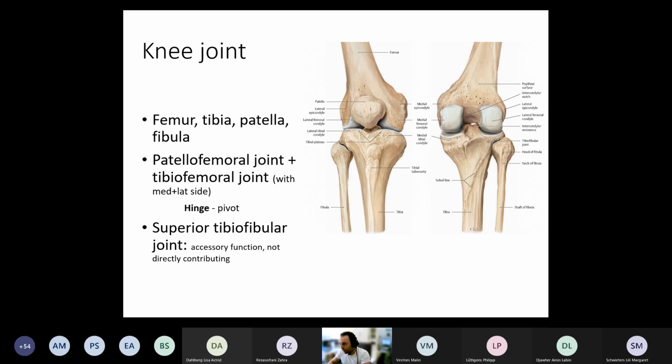With all these bones, you will have the following parts of the knee joint. First of all, you have the connection between the femoral bone and the patella, which you call the patellofemoral joint. And then you have the connection between the tibia and the femoral bone, which is the tibiofemoral joint. This latter will be divided into a medial side and a lateral side, and this joint works basically as a hinge joint combined with a small pivot part. So it's a combined hinge-pivot joint altogether. And you also have the already mentioned tibiofibular joint, which has an accessory function to support the lateral part of the tibiofemoral connection.